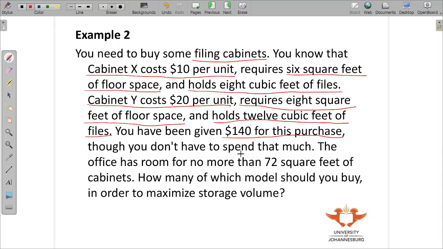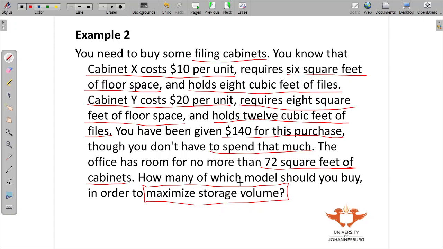Though you don't have to spend that much, the office has room for no more than 72 square feet of cabinets. How many of which model should you buy in order to maximize storage volume? Okay, this is what we are doing. So now you have to determine, are we maximizing or minimizing? From here you can pick up that we are maximizing.